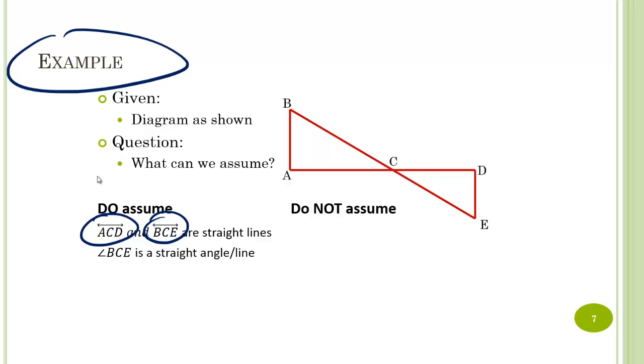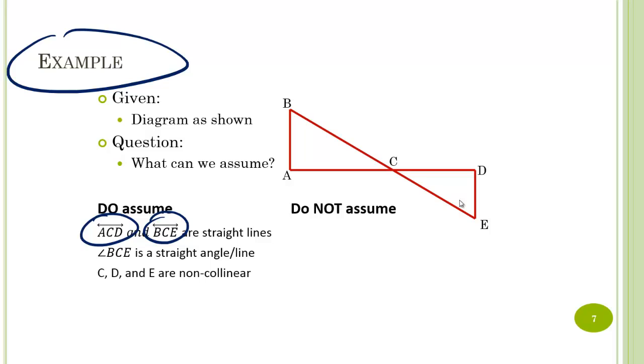You can assume that angle BCE is a straight angle, because if you have a straight line like that, you can assume that it's a straight angle. Remember that straight angles and straight lines are basically the same thing; it can be an angle or it could be considered a line. You could also assume that C, D, and E are non-collinear because of relative position.